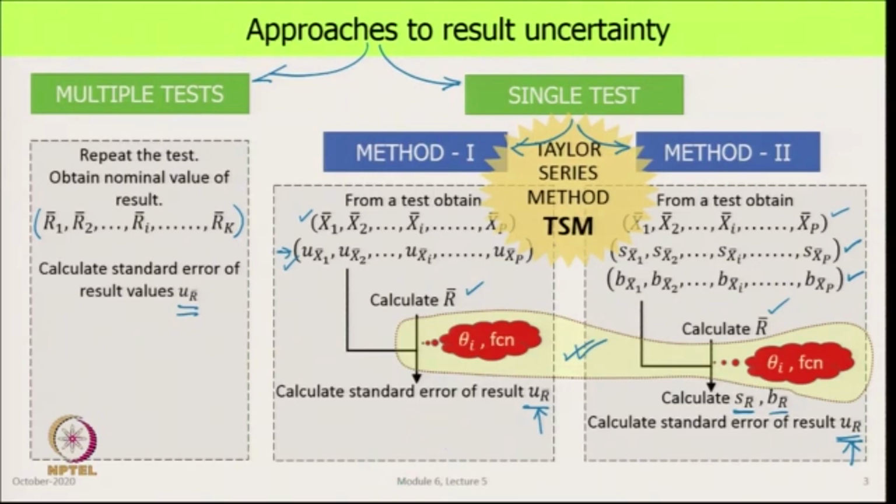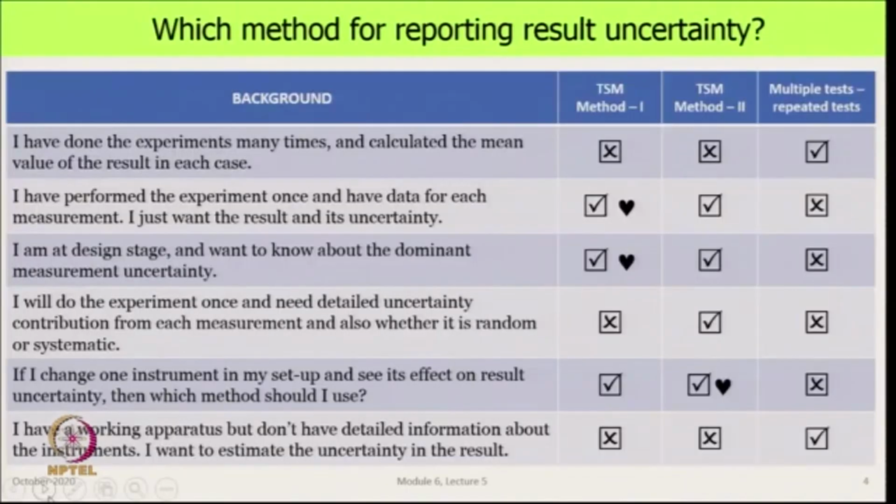On the way, in using the Taylor series method, we made some very important assumptions. So, under those assumptions, we can do this. For many experiments one does, those assumptions are reasonably good. The first thing we will tackle today is under what conditions should I pick up TSM method 1 or TSM method 2 or the multiple test repeated test method.